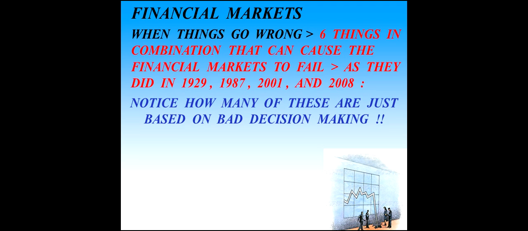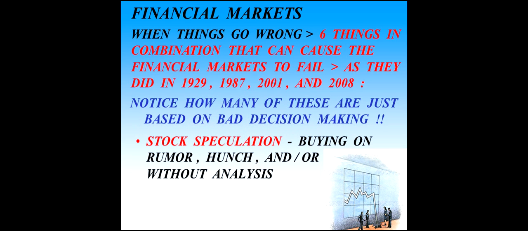I will also in this section talk in a few moments about the things that are being put in place to try to prevent complete market crashes and failures. So here are the 6 things that in combination can cause the financial markets to fail based upon generally bad decision making. The first is stock speculation. This is when investors buy stock on rumor or a hunch without any analysis, going into it blindly, not being informed, and putting their money at great risk.